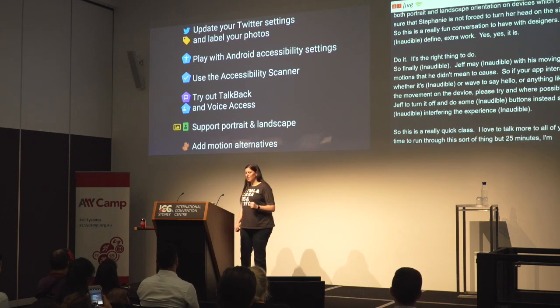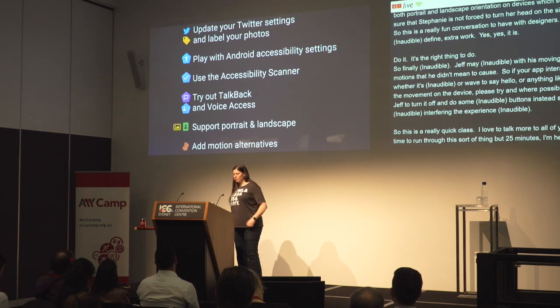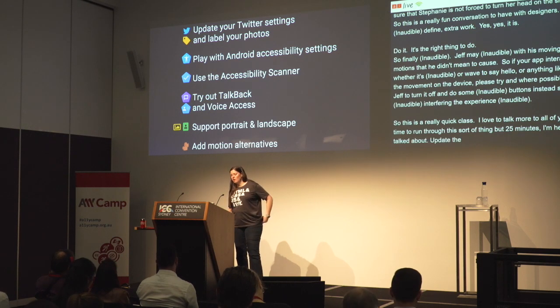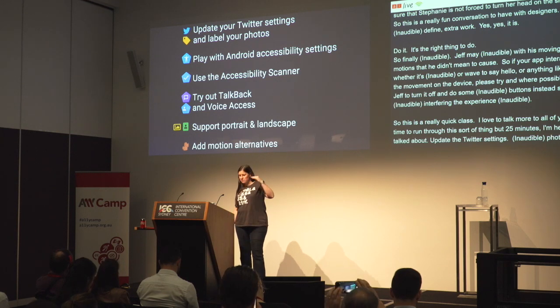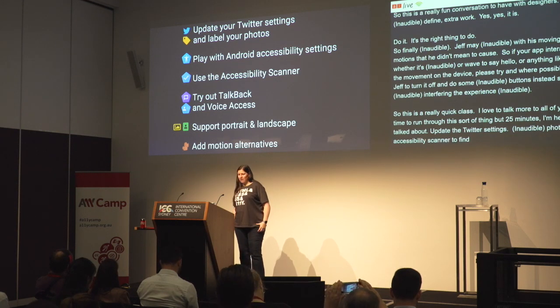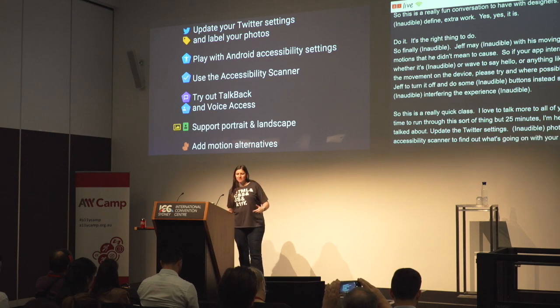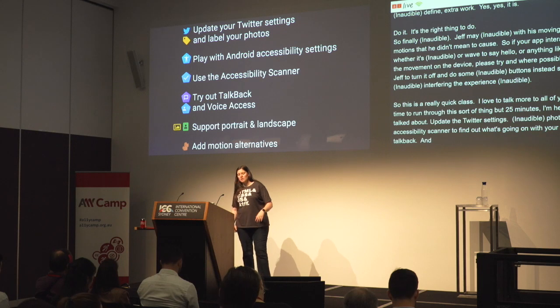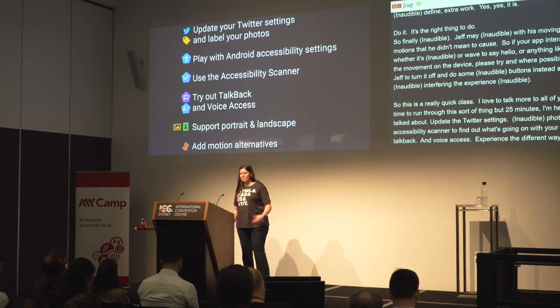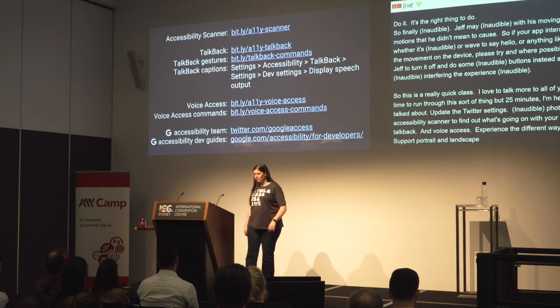Update your Twitter settings, label your photos, play with your Android accessibility settings. Use the accessibility scanner to find out what's going wrong with your app at the first level. Try out Talkback and voice access. Experience the different ways that people interact with apps. Support portrait and landscape in your apps, make them move, and add alternatives to motion.